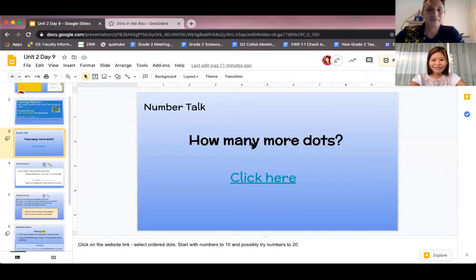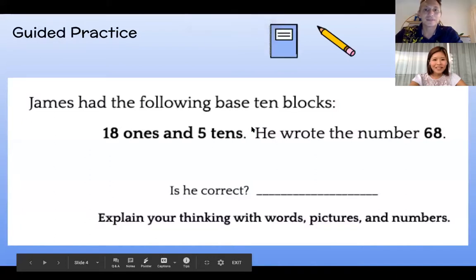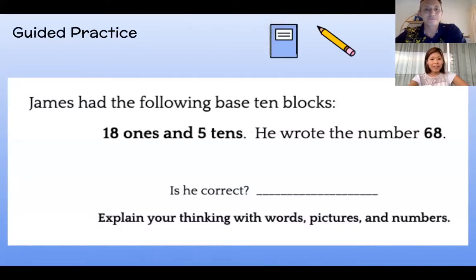Okay, here we go. All right, so this is going to be our guided practice. We are going to do this together. So make sure that you have something to write with, either a notebook or pen. Okay, are you ready? Here we go.